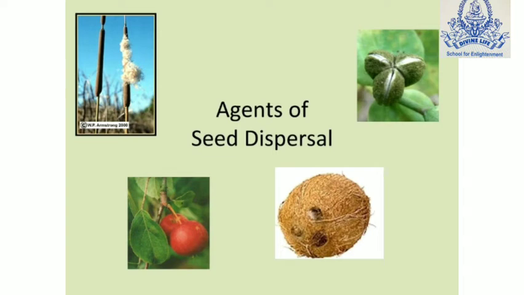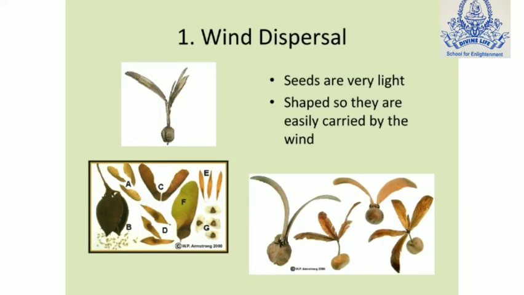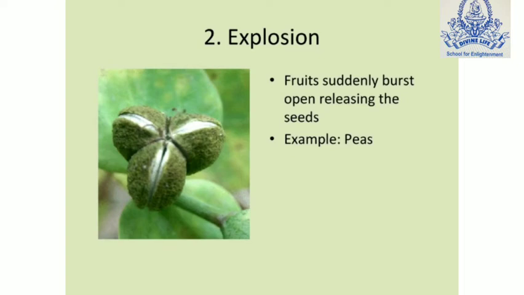Seeds which are dispersed by wind have wings and are very light, so they are easily carried by the wind. Madar, hyptes and cotton seeds are dispersed by wind. Some of the fruits explode on drying. The force of the explosion disperses their seeds. Pea, poppy and honesty seeds are dispersed by explosion.